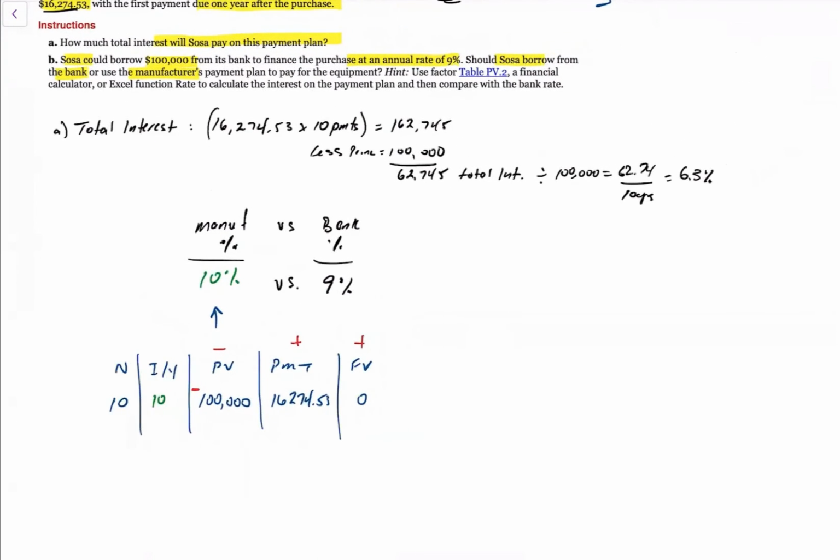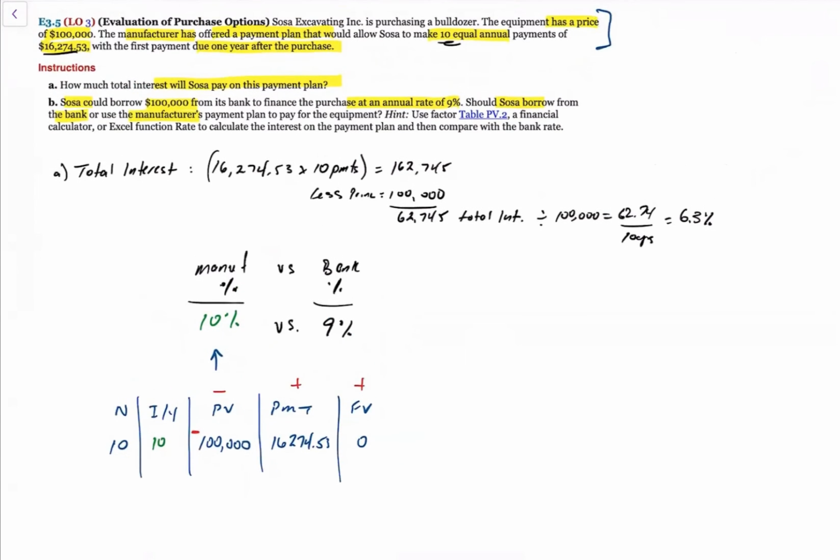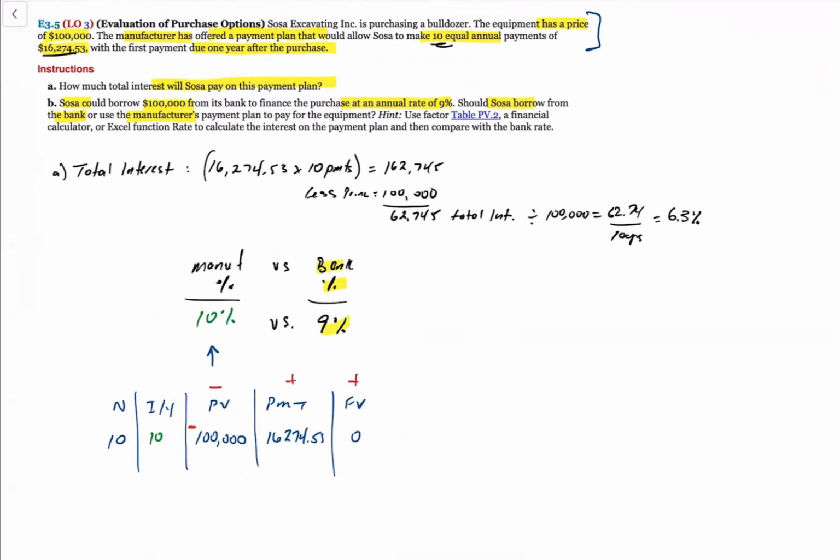So what do you like better? Do you like the bank's financing or do you like the manufacturer financing? You go with the bank. They're giving you 9 instead of 10.